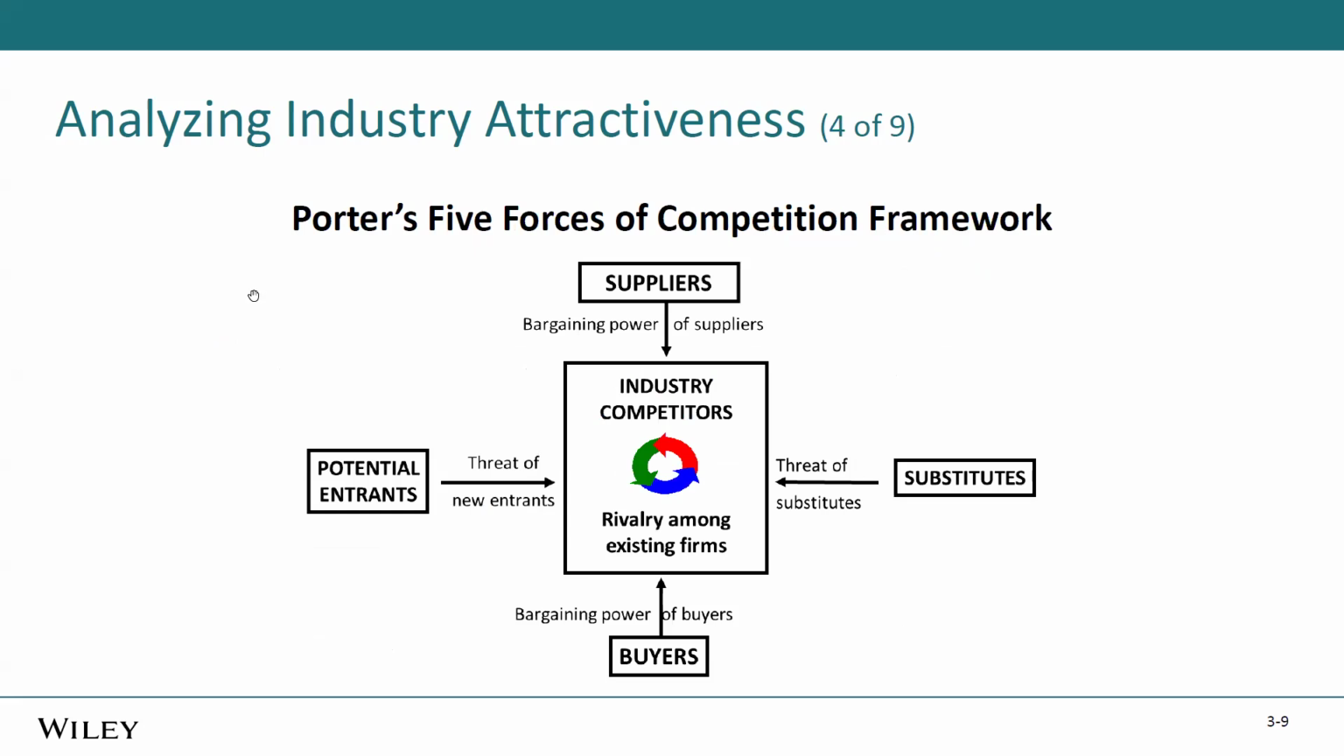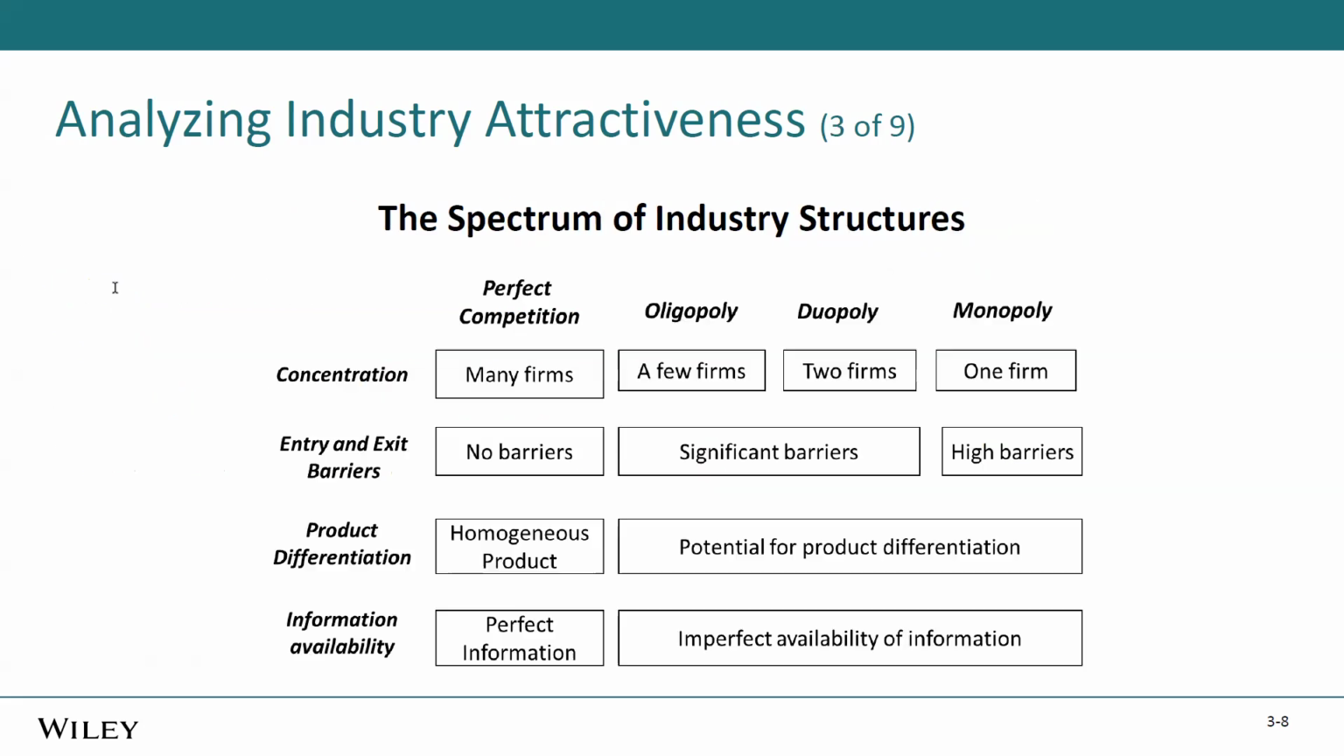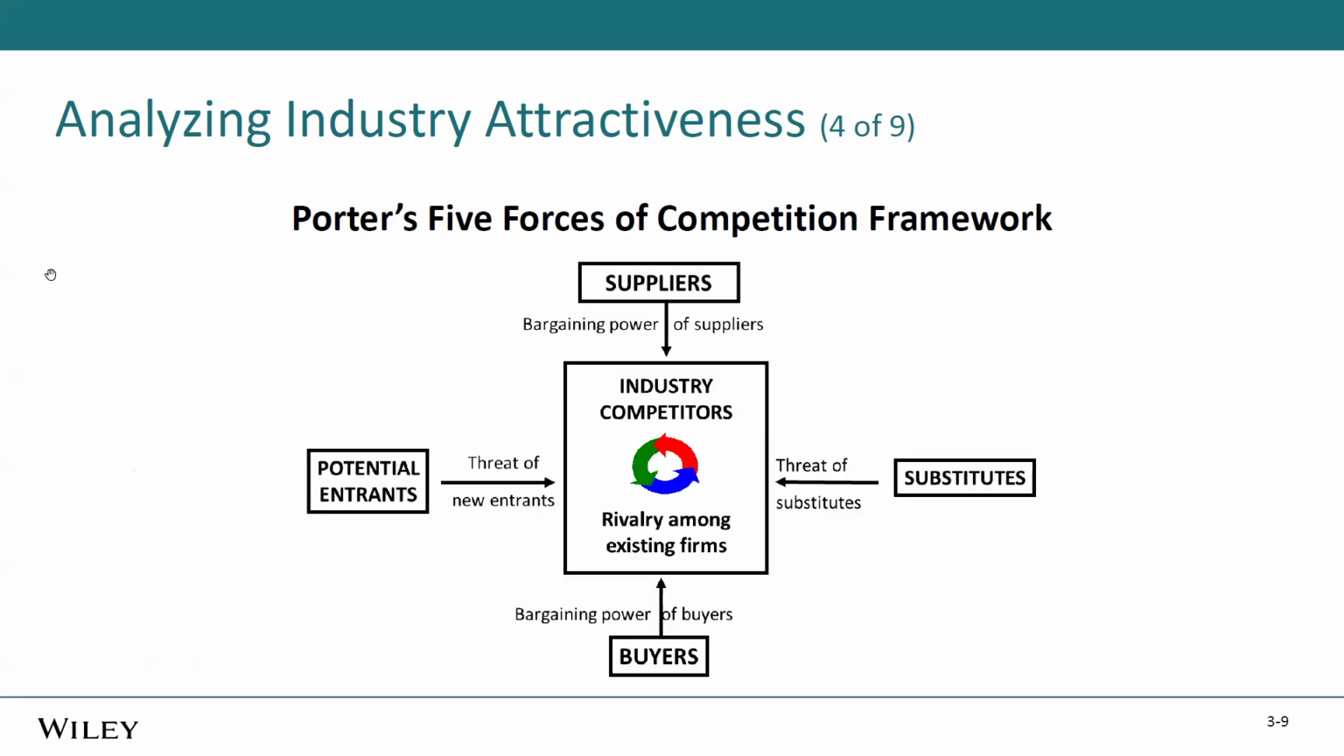So Michael Porter, thinking about these determinants that we were just looking at here, value of the product to customers, intensity of competition, and bargaining power, came up with Porter's Five Forces, probably the most famous conceptual tool in strategy. And we'll go through these one by one.